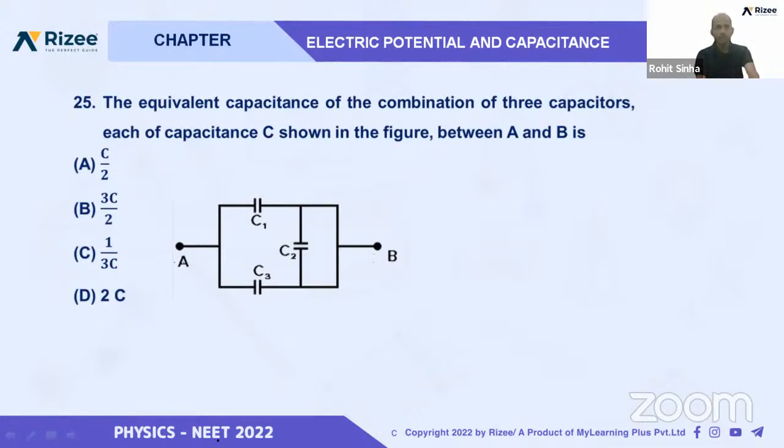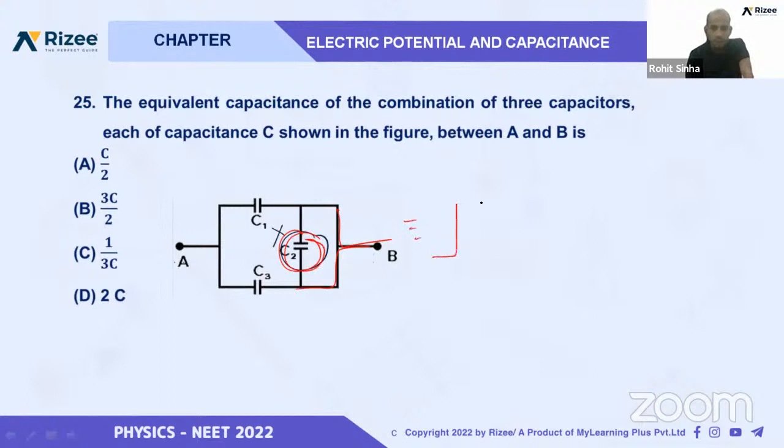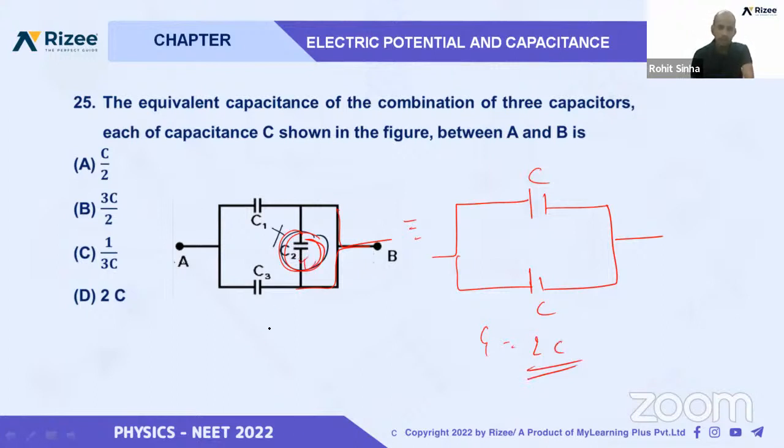Remember one thing in solving this question: this capacitor C2 will be useless, no use, because parallel to it we have a connecting wire like this. So it will become useless and it will be equivalent to 2 capacitors, one here and one connected like this. It is C, so the answer will be 2C directly.